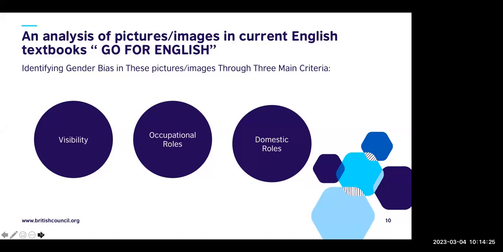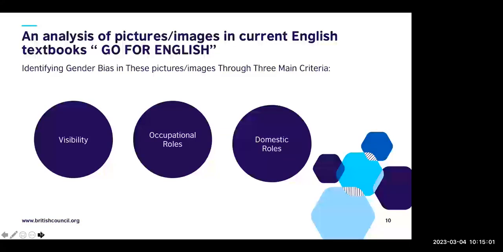Okay, now, after all that we have said, this is an analysis of the pictures that I was talking about, which I found in Go for English. I think we need to think about them to see what the gender bias is in them, and maybe see how it could be corrected, okay? So we're going to analyze this picture through three main criteria: in terms of visibility, in terms of occupational role, but also in terms of domestic roles.